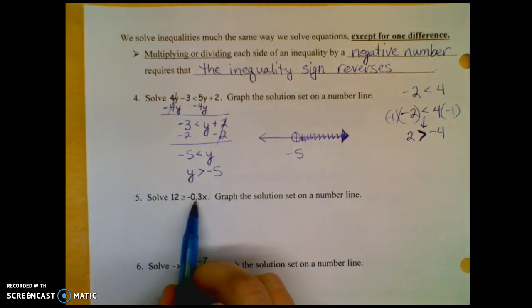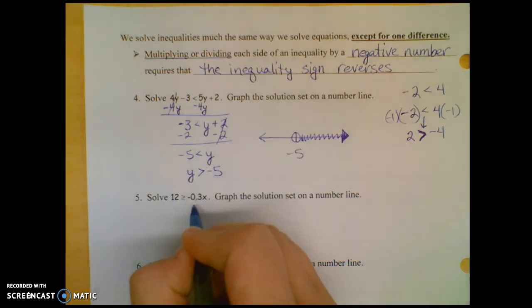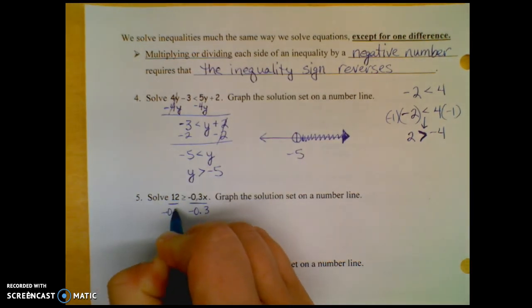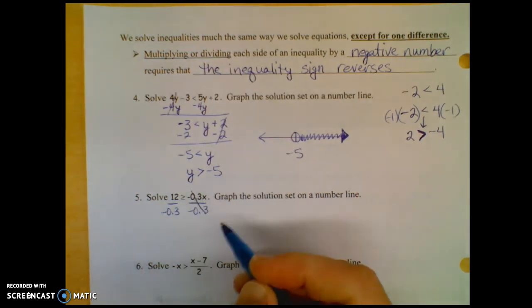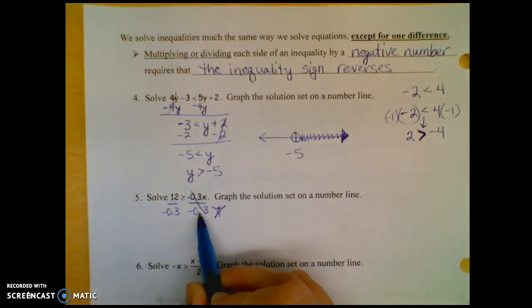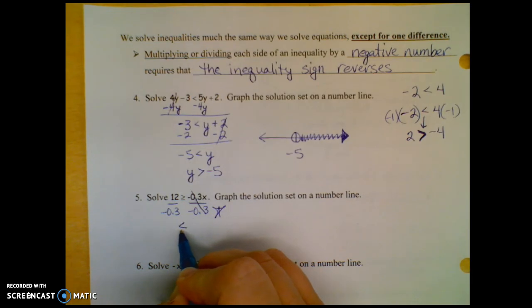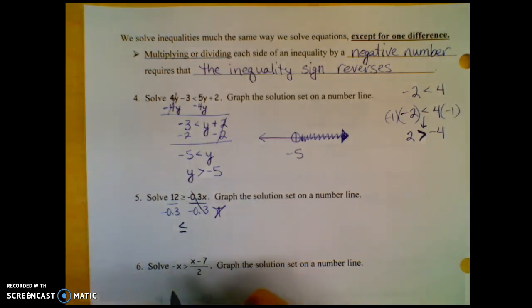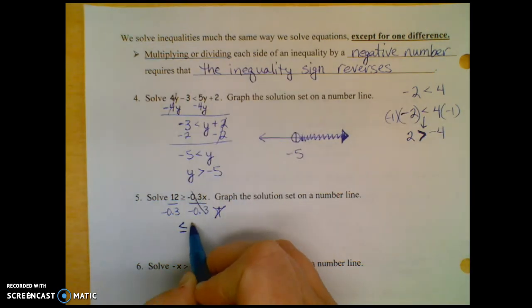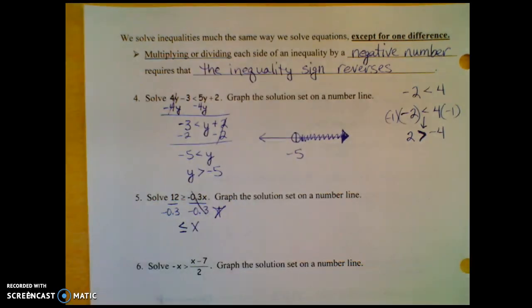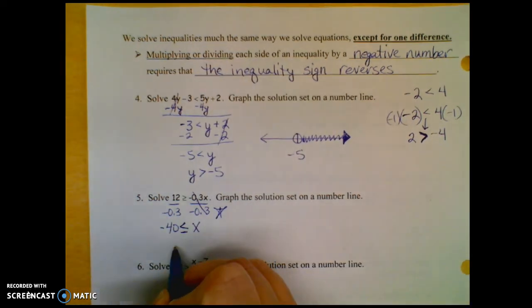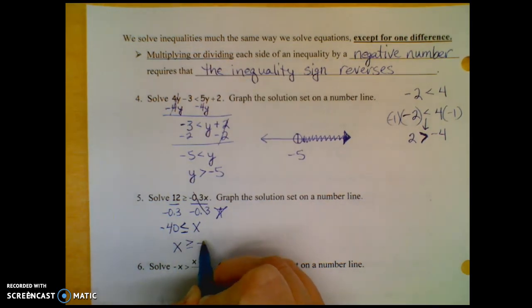Number 5, the only thing I would have to do here is divide both sides by -0.3. Now, watch out. I'm dividing by a negative, which means the sign is going to reverse. So it's going to reverse from greater than or equal to, to less than or equal to. On the left, I get 1x. And on the right, I get -40. Again, we could also say that x is greater than or equal to -40.